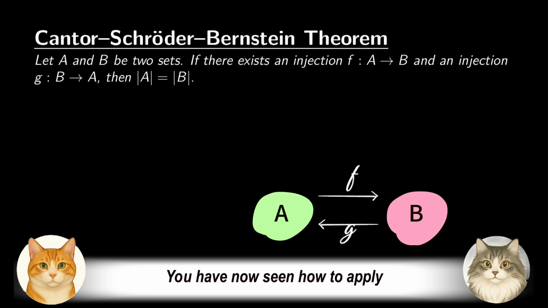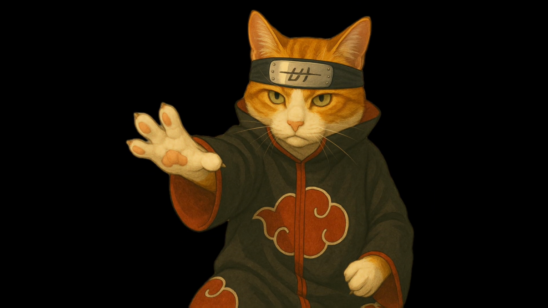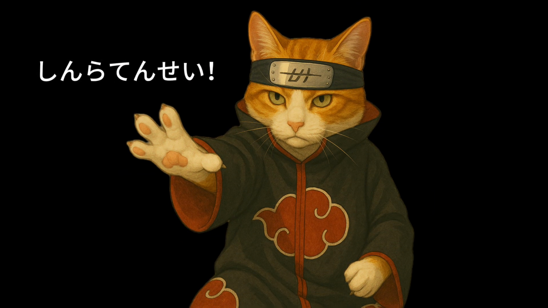You have now seen how to apply the Cantor-Schröder-Bernstein theorem to show that two sets have the same cardinality. In the next section, we will continue exploring some useful properties of cardinalities.